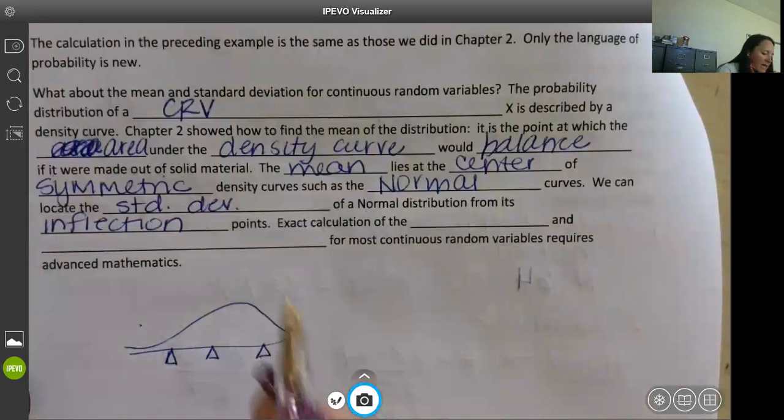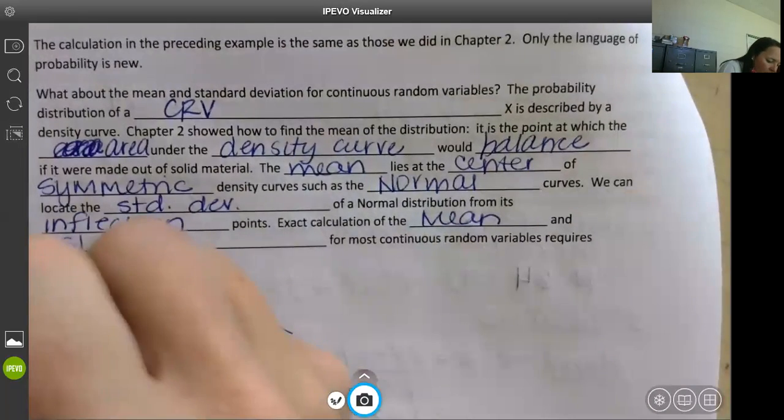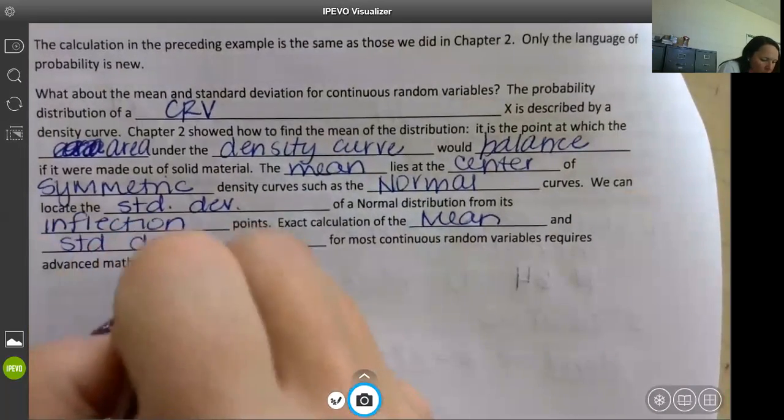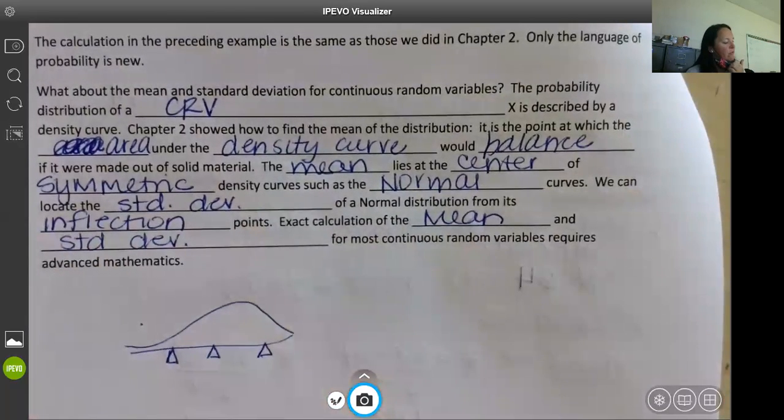Exact calculation of the mean and standard deviation for most continuous random variables requires advanced mathematics that we don't get into. And that is it.